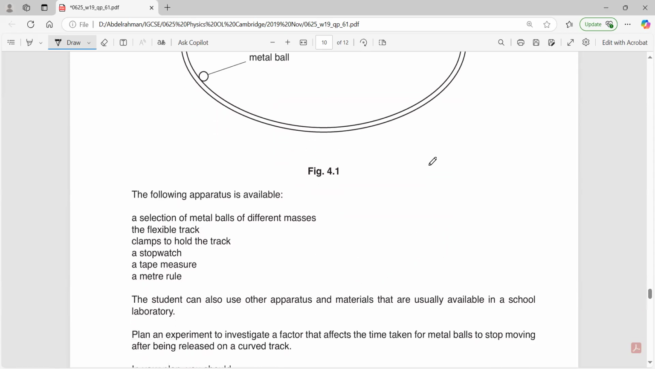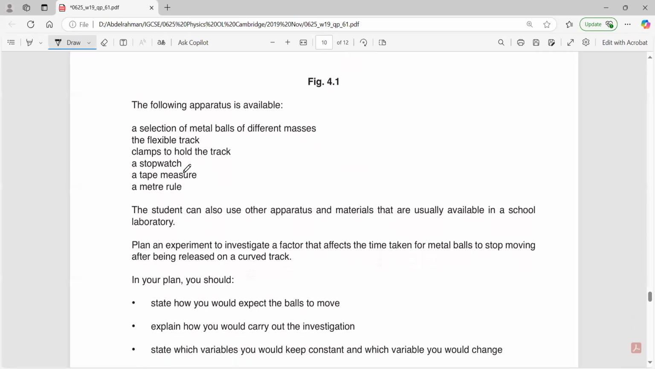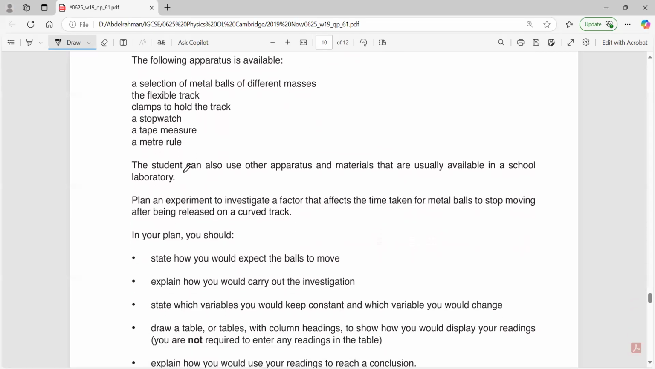The following apparatuses are available. You have some masses, you have some clamps, you have a flexible track, a tape measure, a meter ruler, and the student can also use other apparatuses and materials that are usually available in the school or in the laboratory. Plan an experiment.